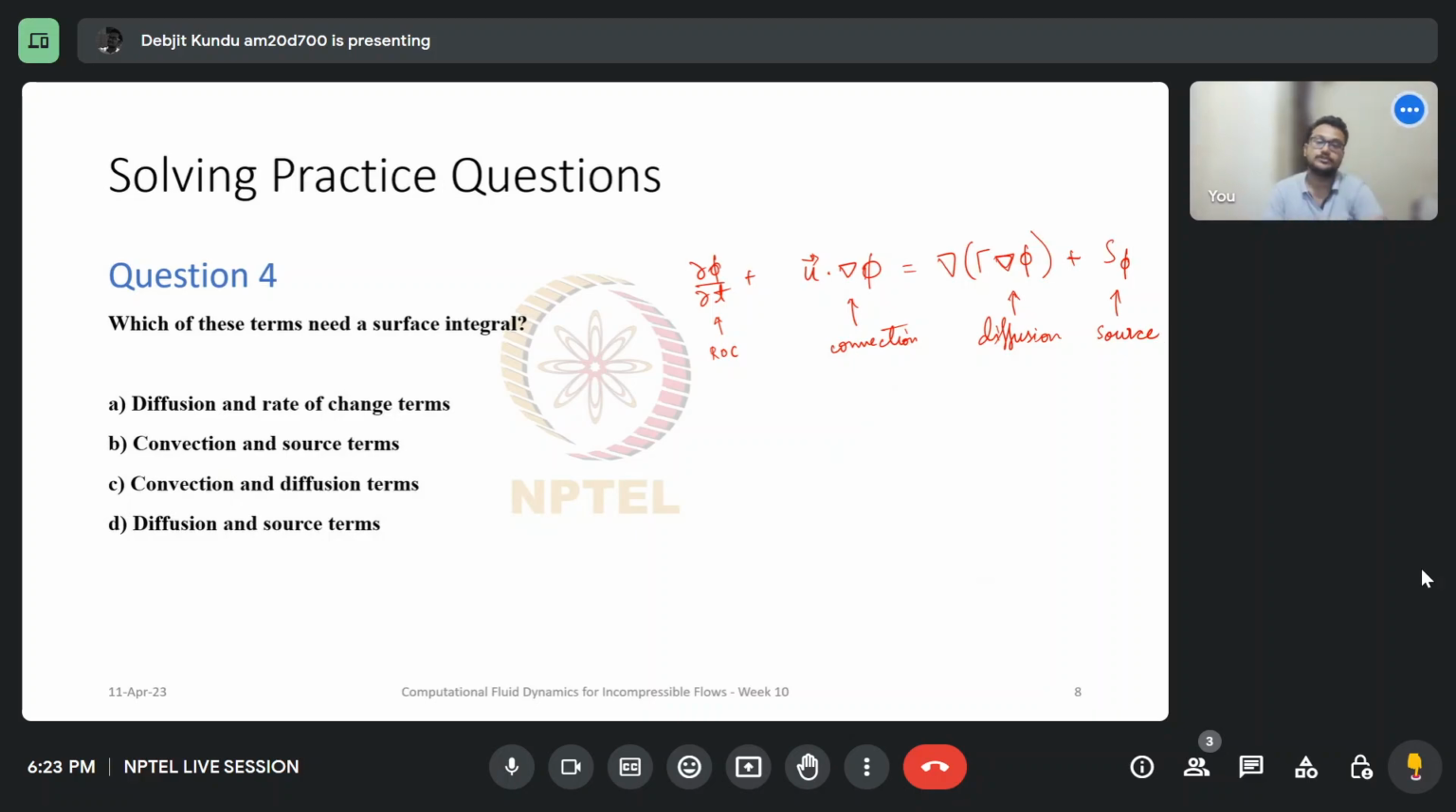So now, which of these terms need a surface integral? Is it option A, diffusion and rate of change terms? Is it option B, convection and source terms? Is it option C, convection and diffusion terms? Or is it option D, diffusion and source terms?